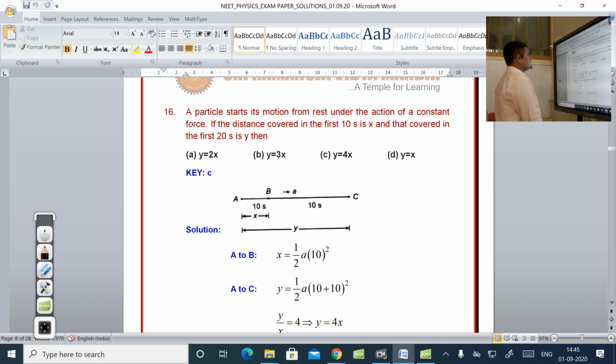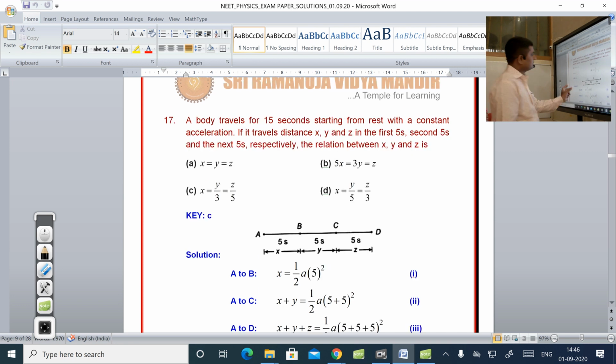Okay, students. Next one, 17th one. A body travels for 15 seconds starting from rest with a constant acceleration. Okay, so draw the diagram. If it travels distance x, y, z in the first 5 seconds, now individually in the first 5 seconds it has traveled x, in the next 5 seconds it has traveled y, in the next 5 seconds it has traveled z. What is the relation between all these?